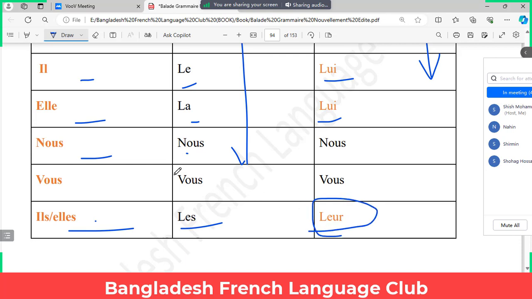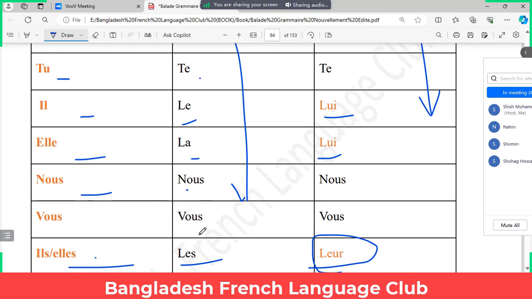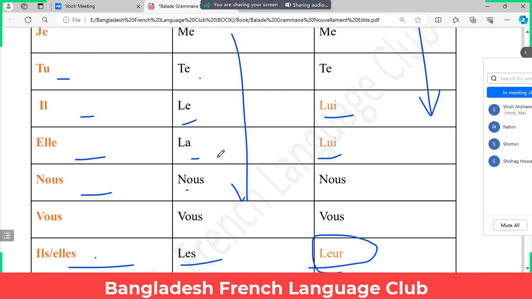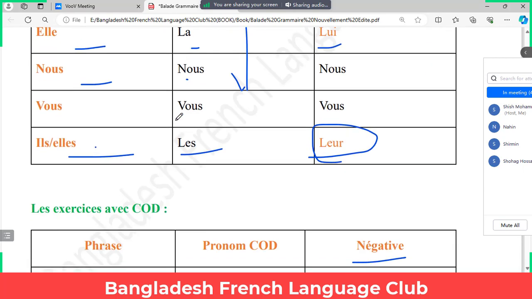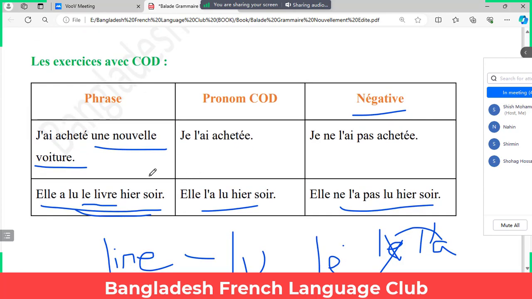Okay. So you know that le, la, and les are the articles, right? Definite articles in French. But in this case, they are used not as an article but as a complement. I mean object complement, right? Okay.